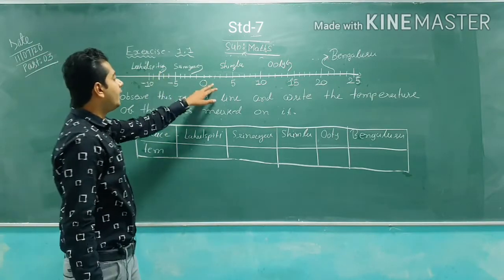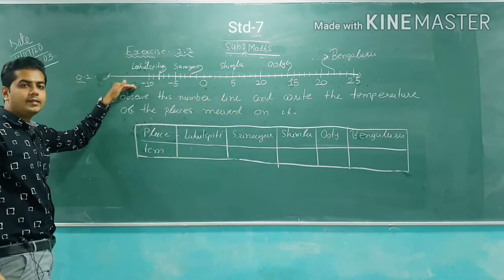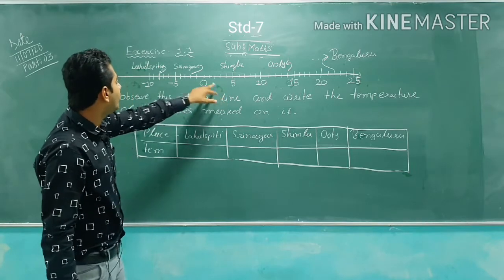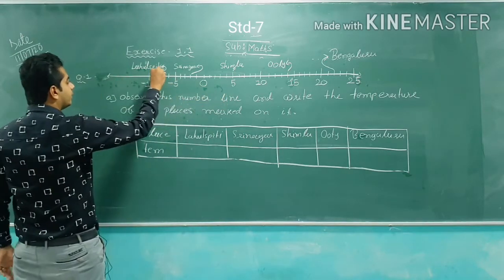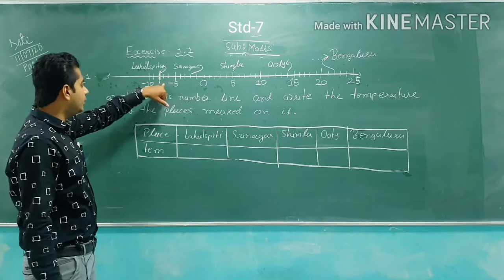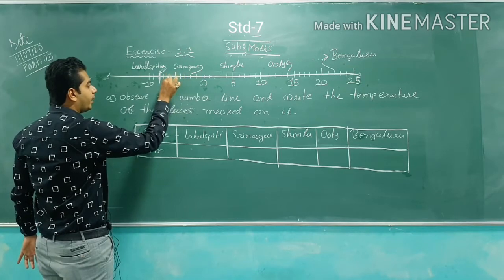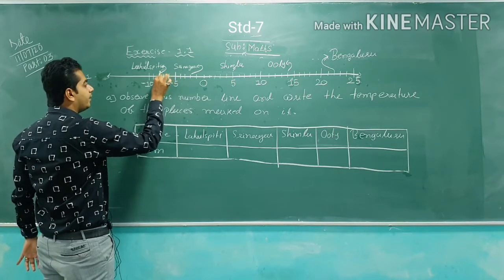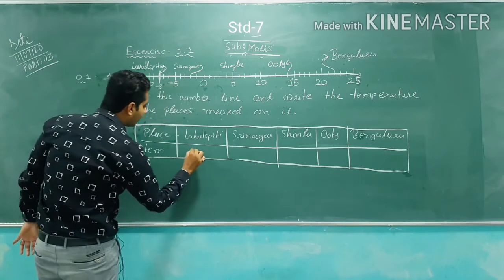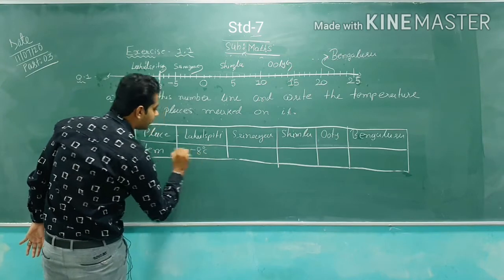See, on the number line, 0 on the right side is positive numbers, 0 on the left side is negative integers or negative numbers. So on the number line, where is Lahaul Spiti? Here. Now what is the temperature of Lahaul Spiti? See, -5, after -5 is -6, -7 and that is -8. So the temperature of Lahaul Spiti is -8 degrees Celsius.